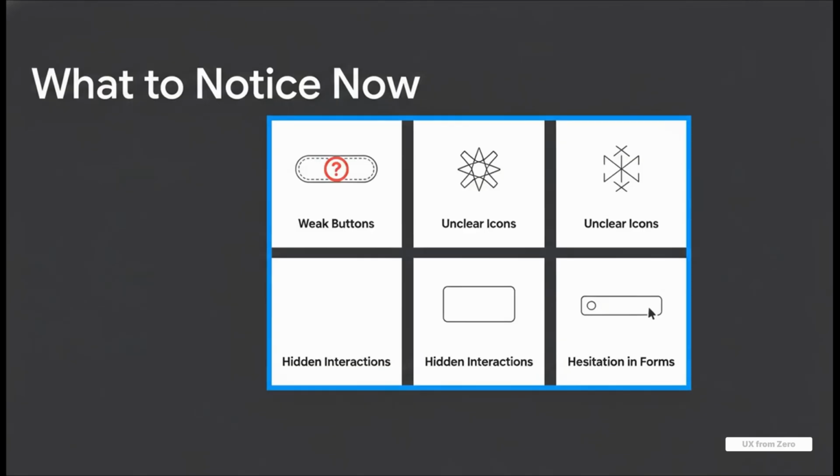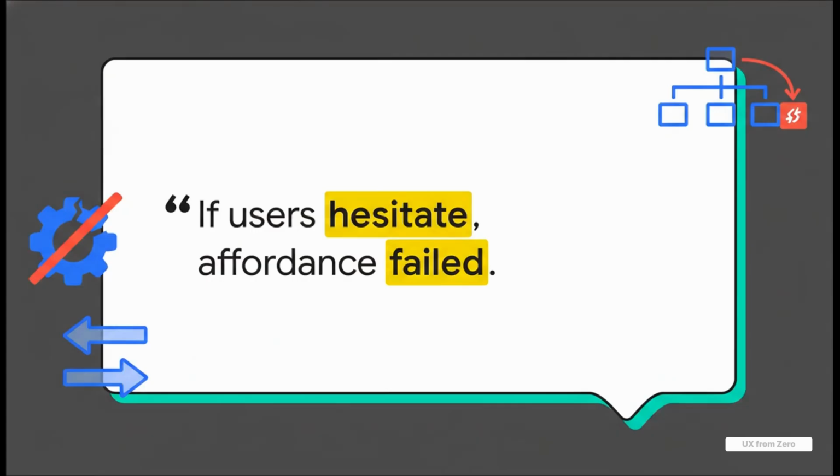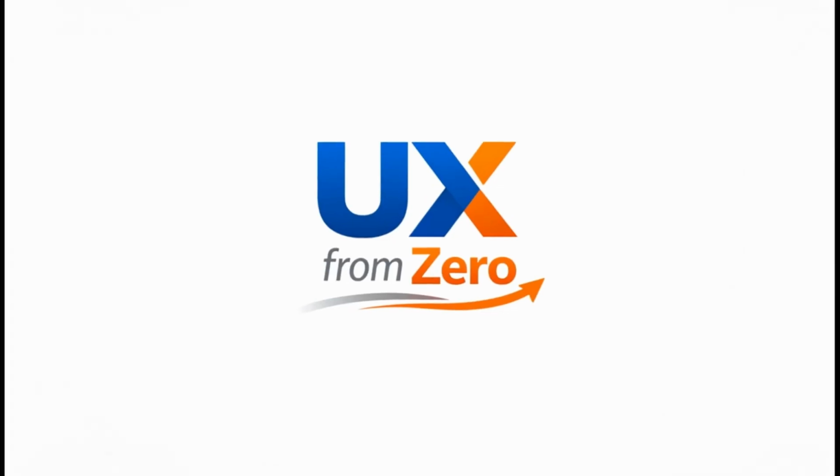So here's a little challenge for you. Starting today, I want you to start looking for this stuff everywhere. When you're using an app, actively notice the weak spots. See a button that feels vague, an icon that makes you go, huh? And most importantly, notice any time an interface makes you personally hesitate. Because at the end of the day, it all boils down to one simple, powerful truth. If the user hesitates, the affordance has failed. Clarity isn't just a bonus feature. It is the absolute foundation of a good user experience. So, what interfaces are you going to start looking at differently now?